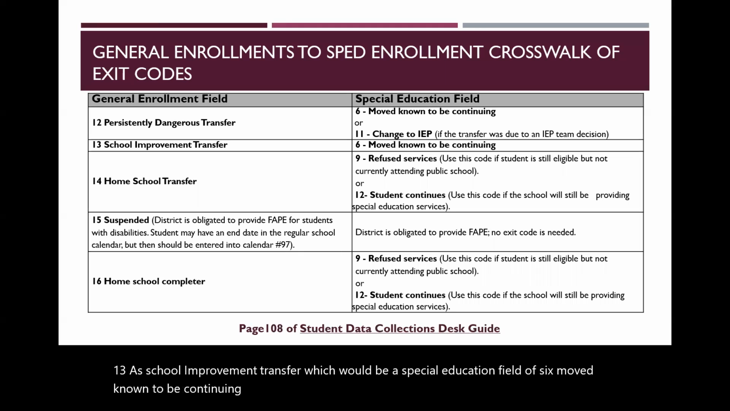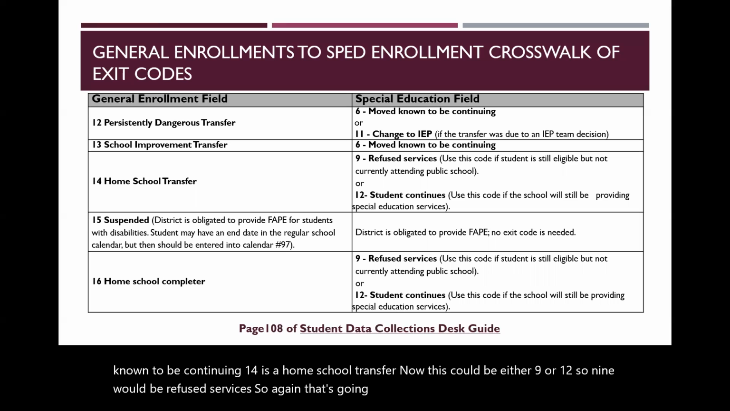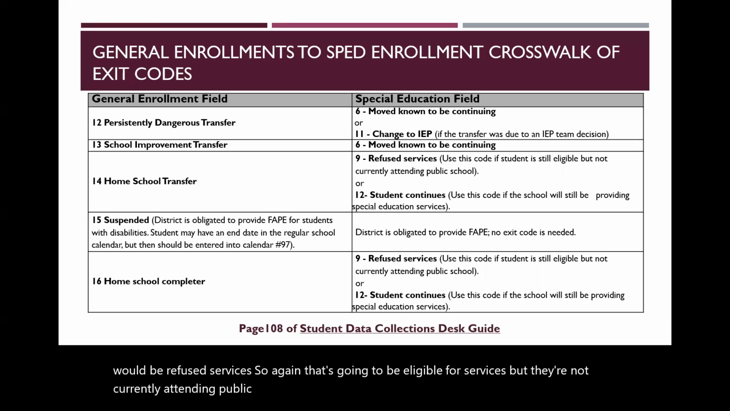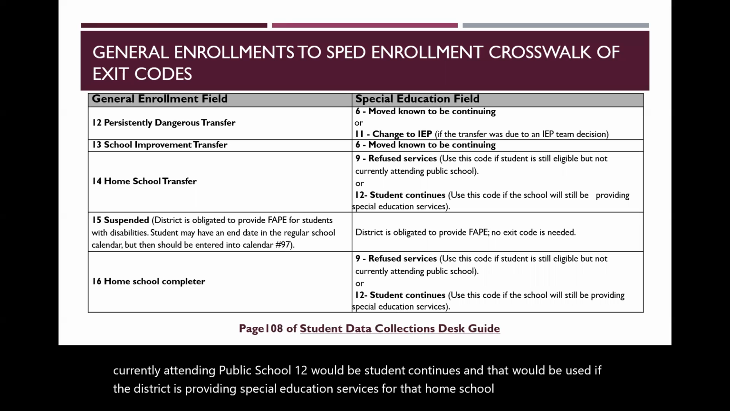14 is a homeschool transfer. Now this could be either 9 or 12. So 9 would be refused services. So again, that student's going to be eligible for services, but they're not currently attending public school. 12 would be student continues, and that would be used if the district is providing special education services for that homeschool student. 15 is suspended.